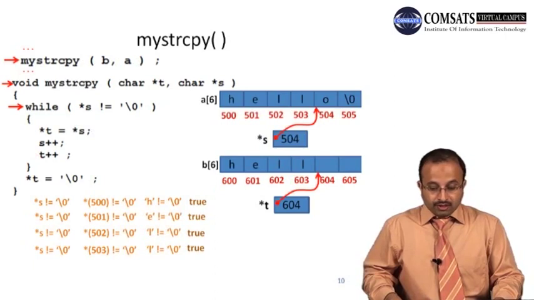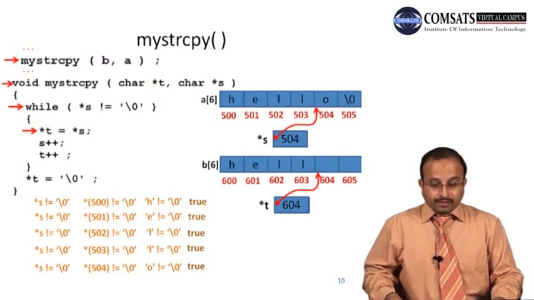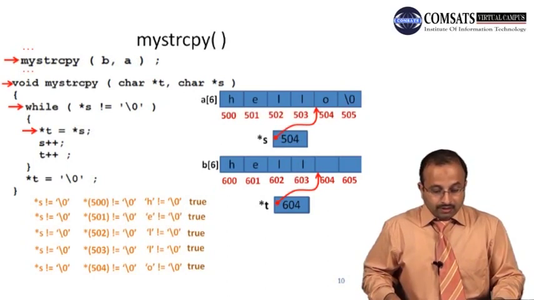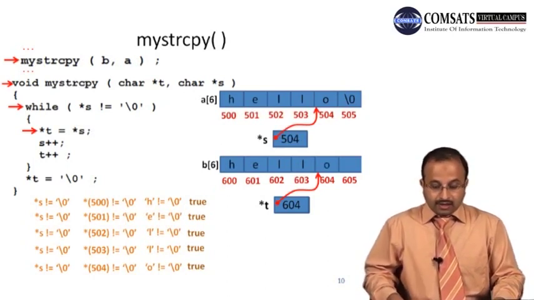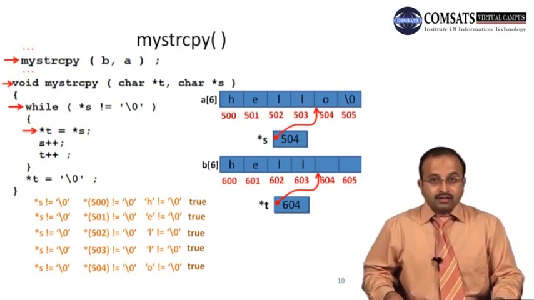Then it checks the loop condition. Now *s is o. o is not equal to null. That is again true. So it comes inside the loop and it assigns *s to the *t location, and *s is o. So this will be written over here. You can see.